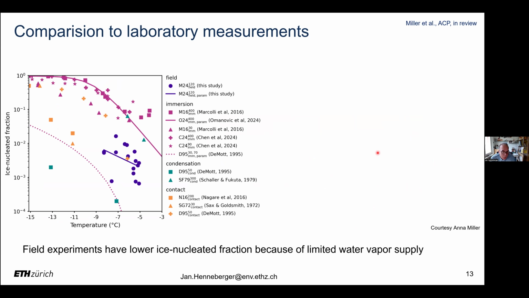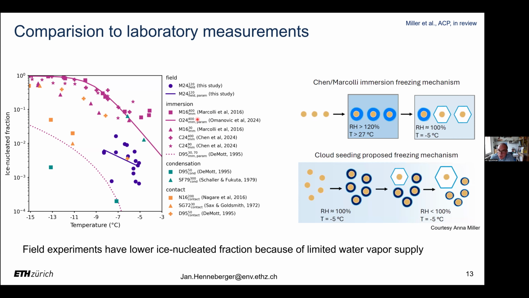We compared then our ice nucleated fraction in blue to laboratory measurements, and notice that at the same temperature they are lower than the immersion freezing experiments. And we think that is because in the immersion experiments, when you go to the lab, you have a really strong supply of water vapor, first to create the droplets, to activate the droplets, and also later on when the ice crystals grow, you're already at a relative humidity of 100%.